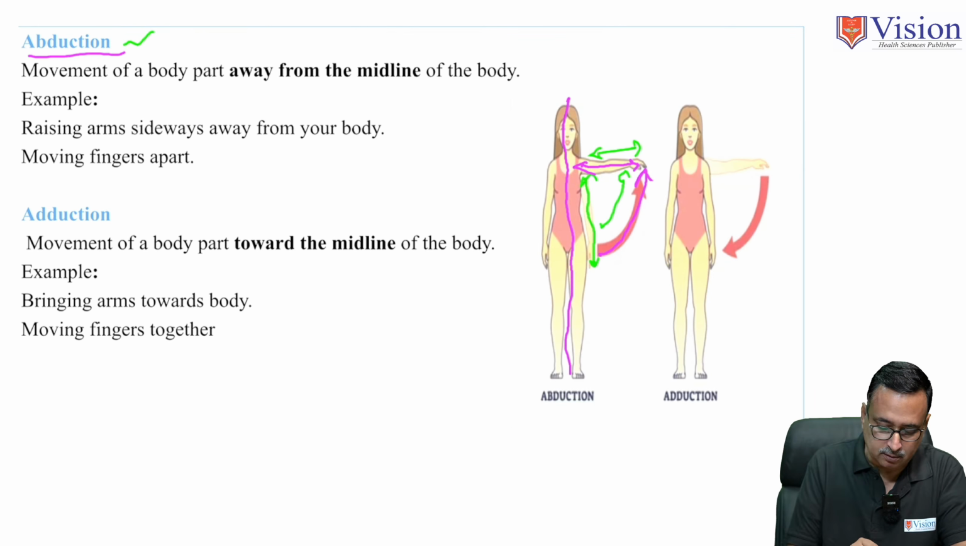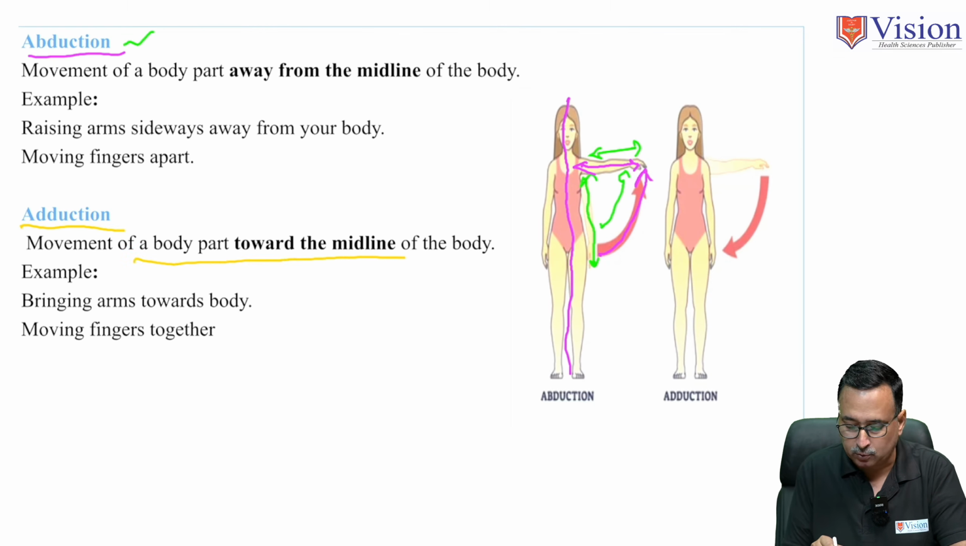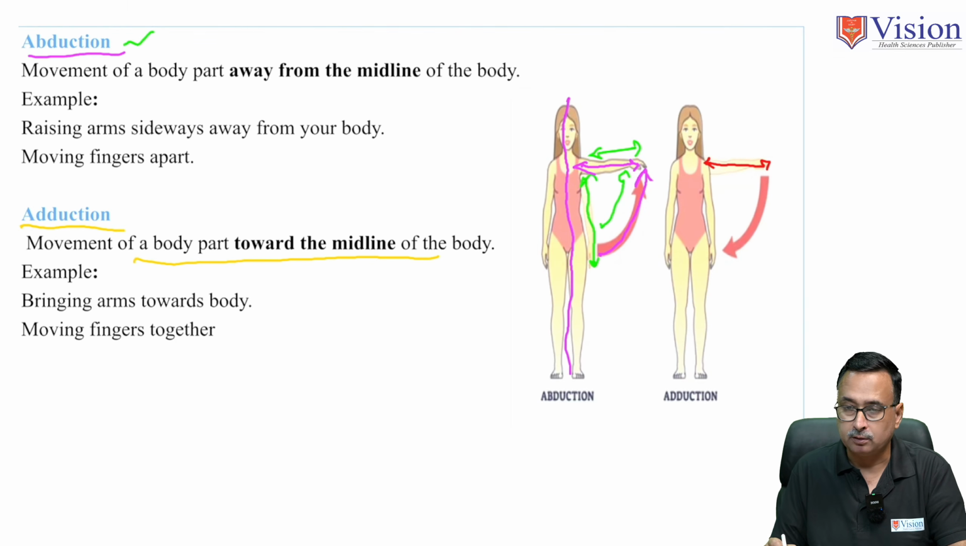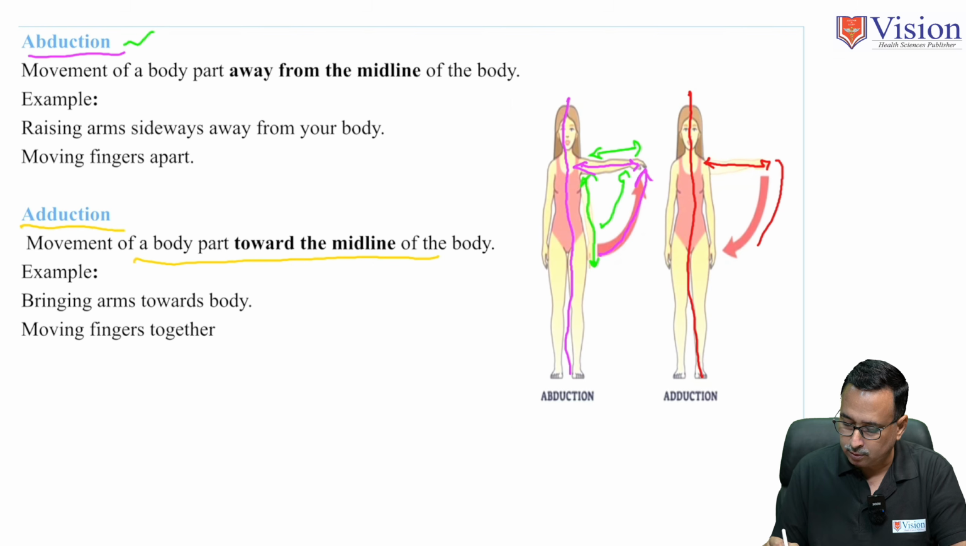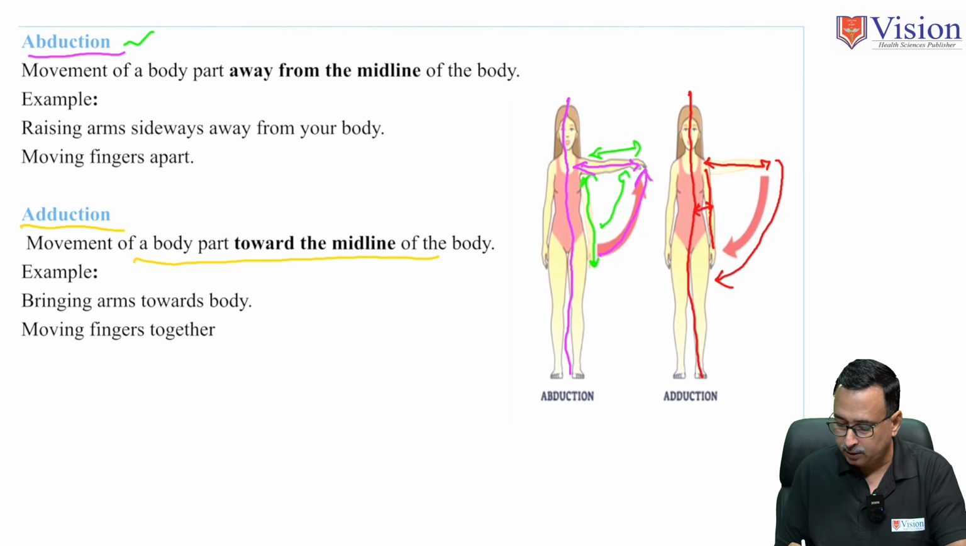Just opposite to this, there is an adduction movement in which a body part comes closer to the midline. It's another example, another diagram. In this diagram, this is an arm position, it is an elevated position, and it is away from the midline. And when this arm is brought closer to this position, the distance between the midline and the arm is now reduced. It has come closer to the midline. This is said to be an adduction movement.